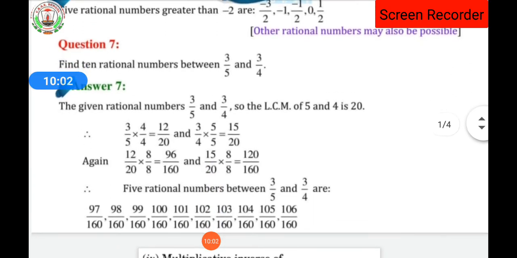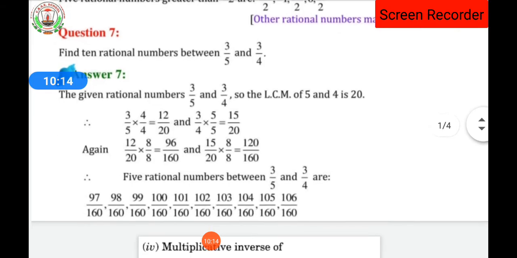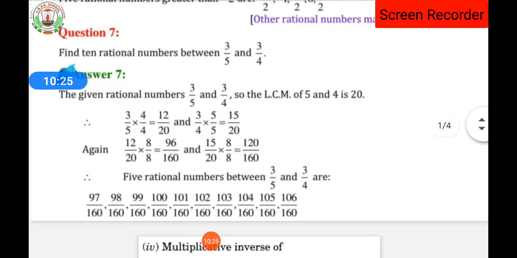Now moving towards question number 7, we can see: find 10 rational numbers between 3 by 5 and 3 by 4. So here we are going to find 10 rational numbers between 3 by 5 and 3 by 4. So dear students, what is the process to find rational numbers when their denominators are unlike terms? We have to convert them into like terms. In order to convert them into like terms, we have to find the LCM, isn't it? So here we are going to find the LCM of 5 and 4. So we will get the LCM as 20.